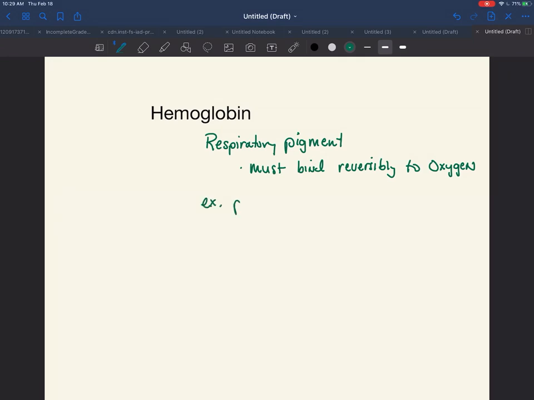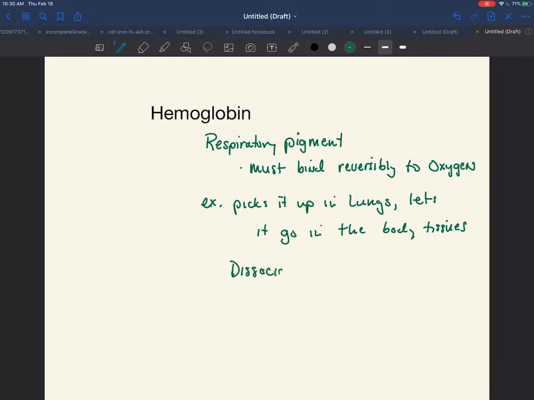So it picks it up in the lungs, for example, and then it lets it go in the body tissues where it is needed. This letting it go has a name, which is called dissociation of oxygen from hemoglobin.